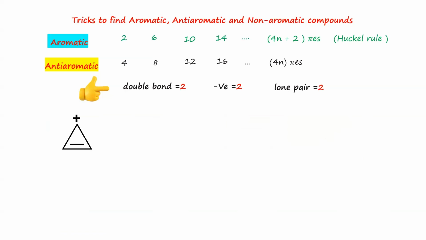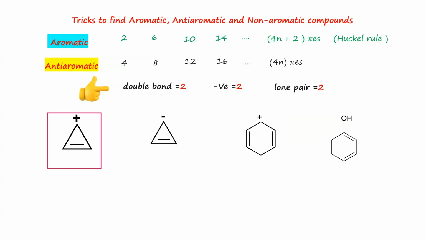Next, additional examples. Cyclic compound, double bond, single bond, positive charge means it has a conjugated system. There is one double bond. So 2 is equal to 2 means it is an example of aromatic.